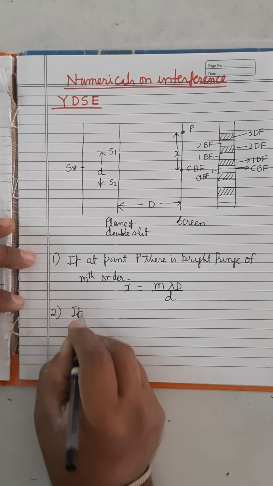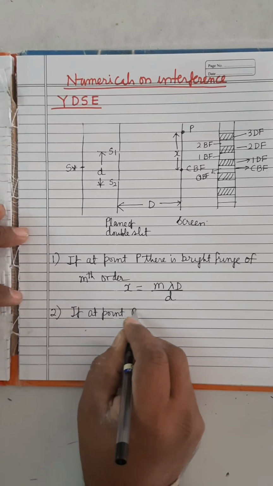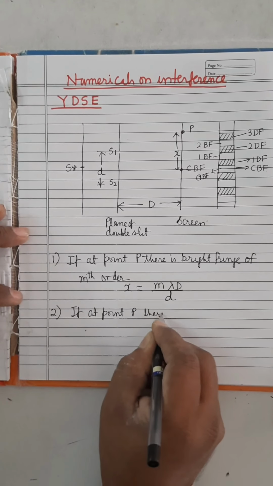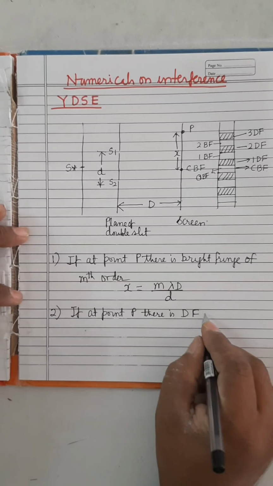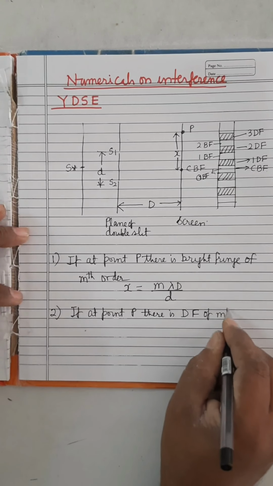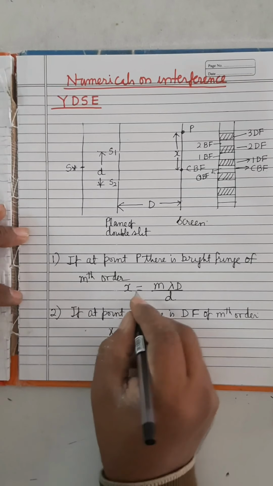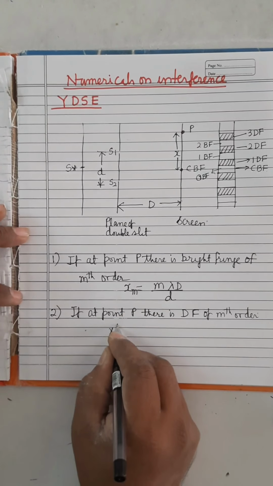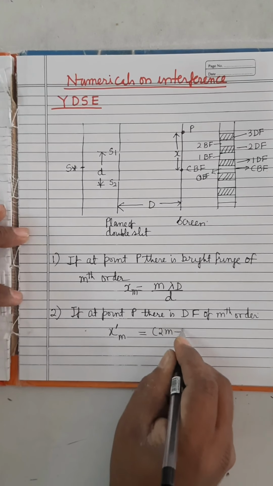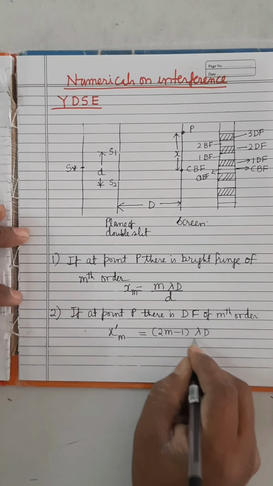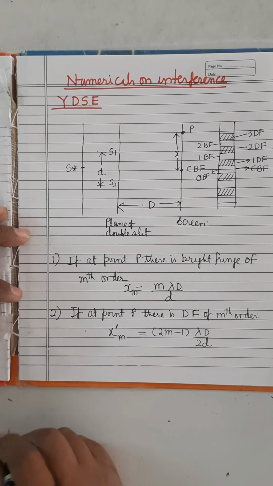If at point P there is a dark fringe of mth order, then we can write it as x'm, and x'm equals (2m minus 1) into lambda D upon 2 into small d. It is clear. This will be x'm.